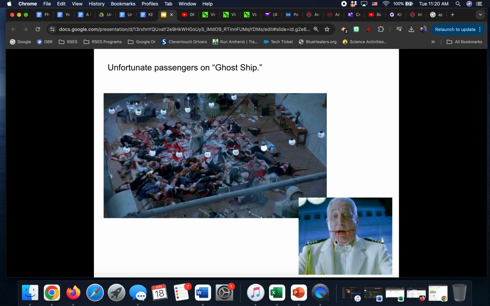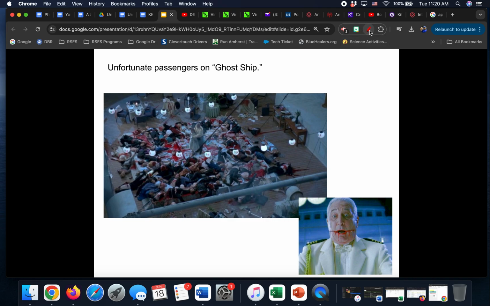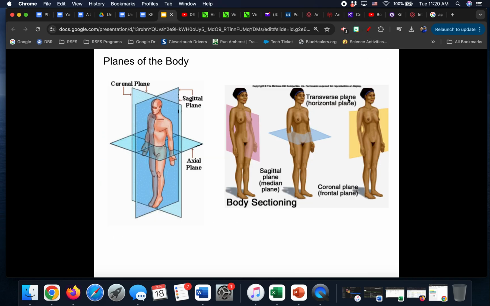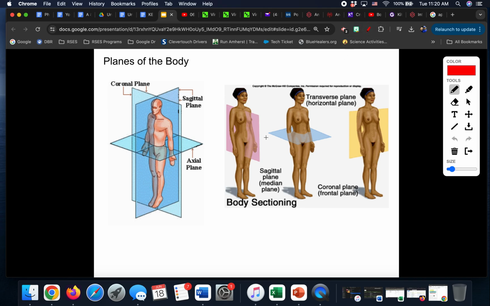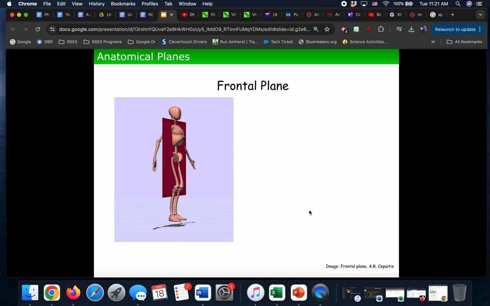Here, if you look here, it's hard to see maybe, but these people, here's a good example, blown up, got cut across. Well, let's go back and practice what that is. Across, the cut we drew like this, so it would be a transverse plane here. So a transverse cut.